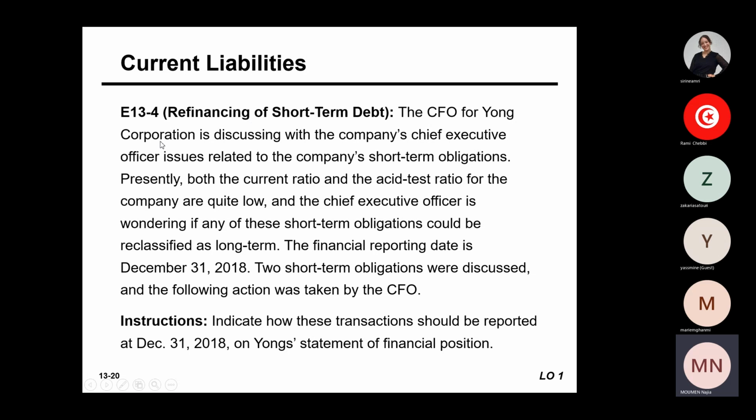The CFO for Young Corporation is discussing with the company's chief executive officer issues related to the company's short-term obligations. Presently, both the current ratio and the acid test ratio for the company are quite low, and the chief executive officer is wondering if any of the short-term obligations could be reclassified as long-term. The financial reporting date is December 31. Two short-term obligations were discussed and the following action was taken by the CFO. You should say how this transaction should be reported at December 31 in Young's statement of financial position.